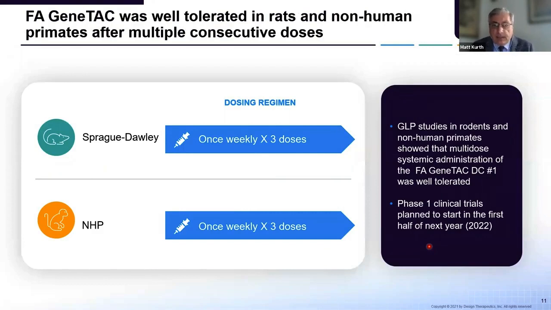Now, last but not least, the drug has to be well tolerated. And when we look at the safety profile, so far in all the GLP studies in rodents and non-human primates, we've shown that multi-dose systemic administration of the GeneTAC molecule candidate has been well tolerated after 3 doses, 1 week apart. And that means that we will have the data that will allow us to submit an application to the FDA called an IND to start phase 1 trials, hopefully in the first half of next year.